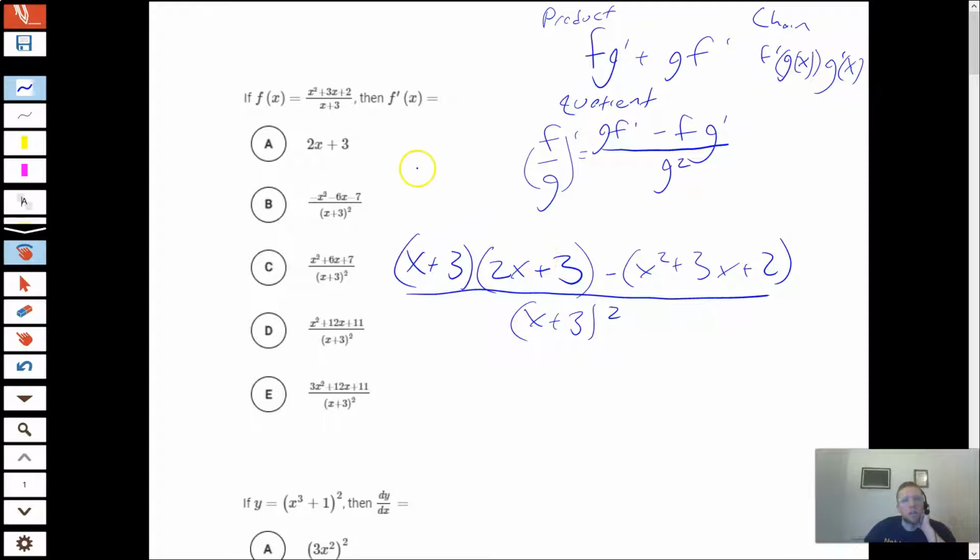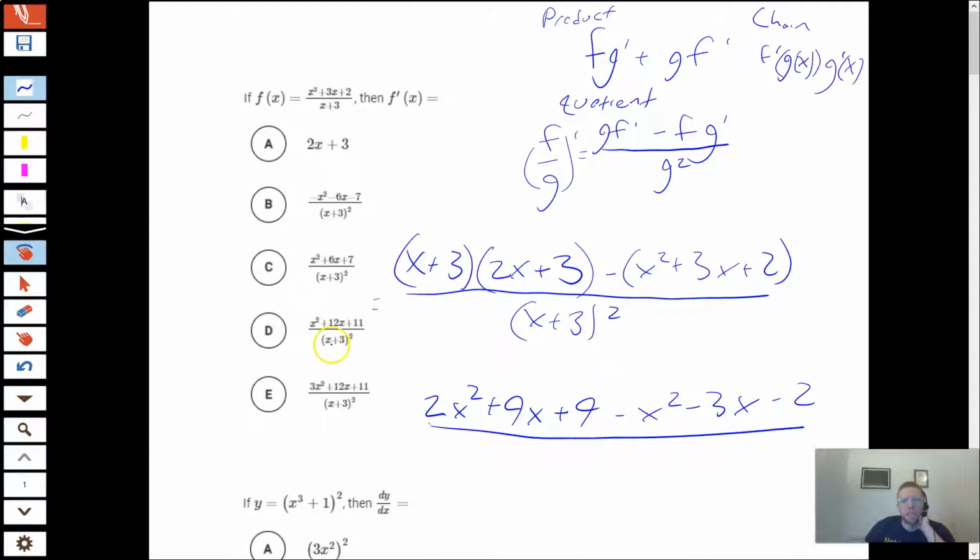Okay, and we should notice that none of our answer choices look like this, I don't think, right? So we'll do a little bit of simplification. You could Punnett square this, right? I think most of y'all do that in your head at this point in your math careers. So 2x squared plus 6x plus 3x is 9x, right? And then plus 9 minus x squared minus 3x minus 2.